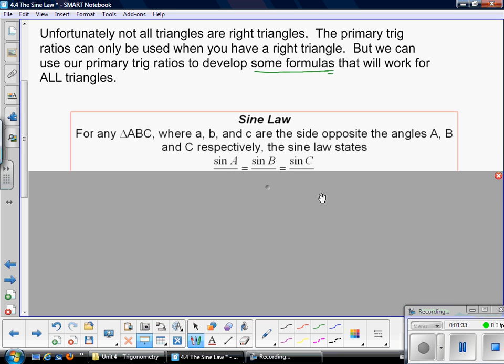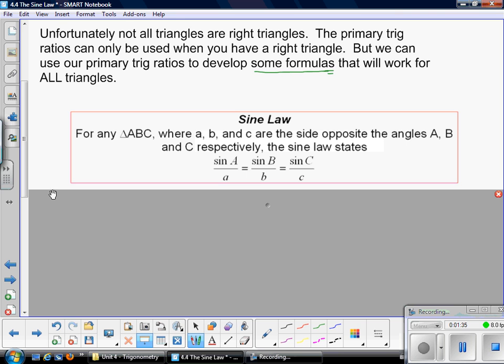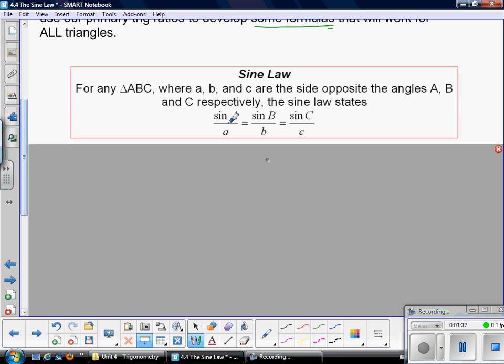The sine law states that if you take the sine of angle A over side a, that will equal the sine of angle B over side b, which will equal the sine of angle C over side c. Now the formula can be written like this, or it can be flipped around and it does the same thing.